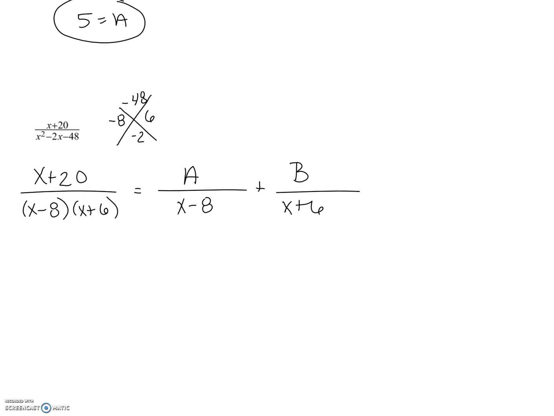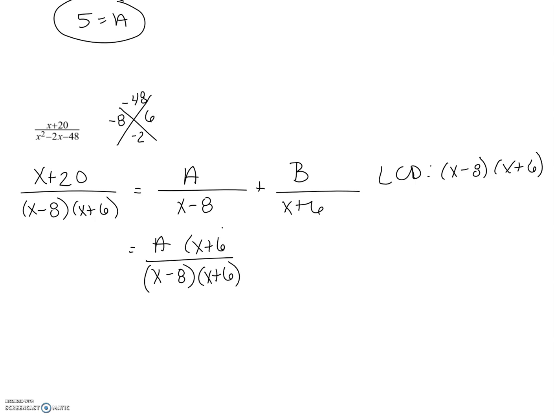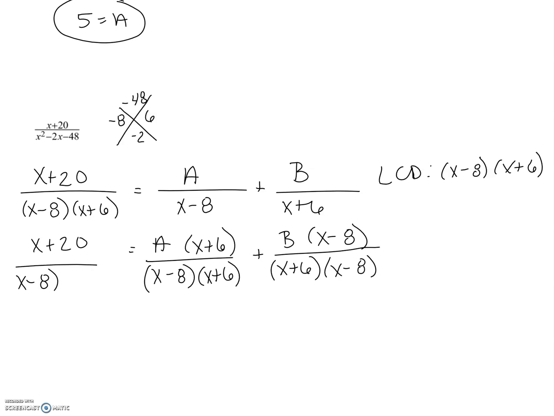When I add these two fractions together, my least common denominator is x minus 8 times x plus 6. So when I rewrite these two fractions with the LCD, a over x minus 8 needed the x plus 6 on top and bottom, and b over x plus 6 needed the x minus 8 on top and bottom. And it still equals x plus 20 over x minus 8 times x plus 6.